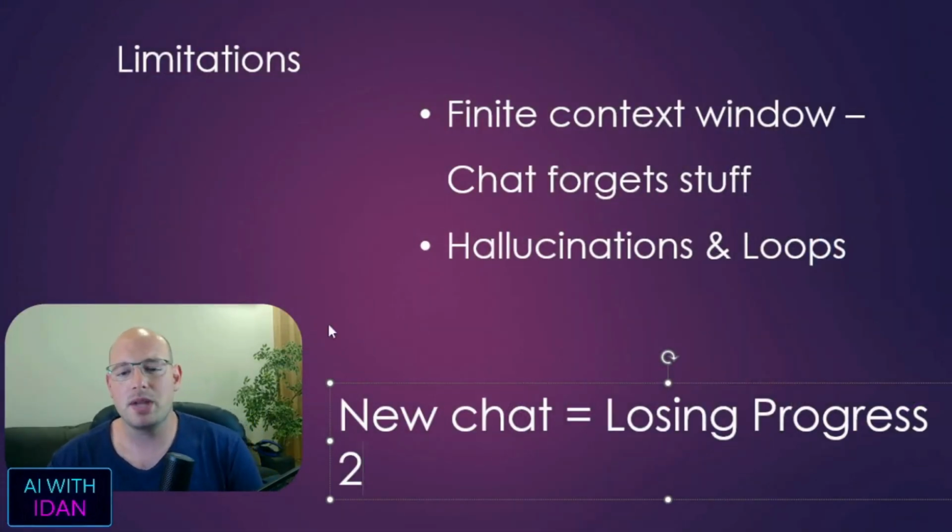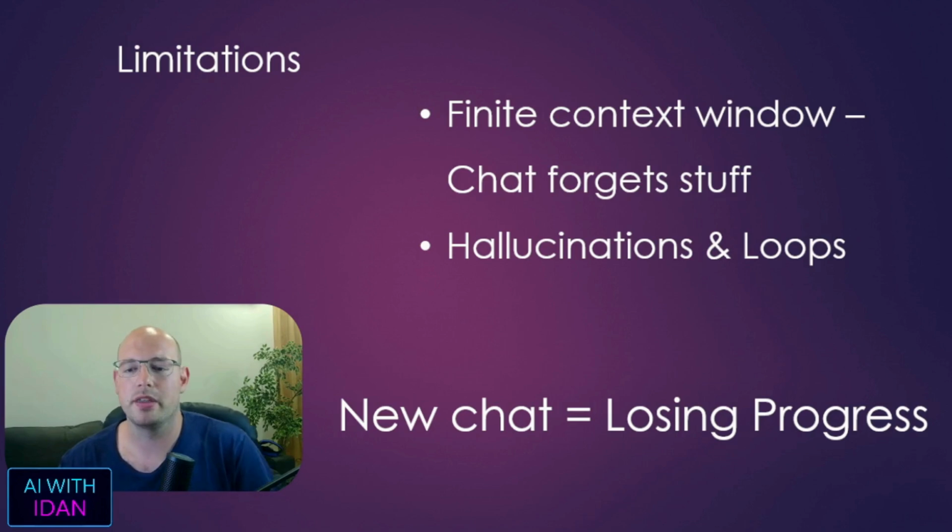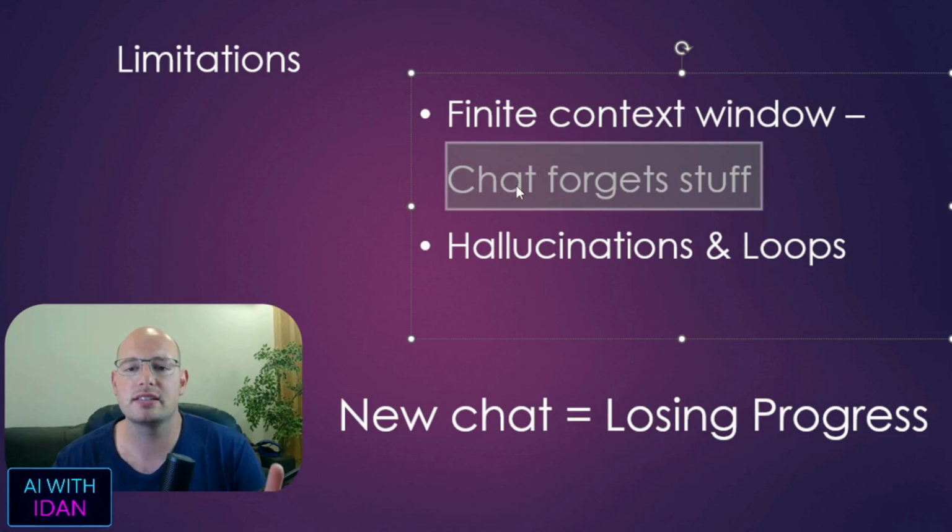So, what's the main problem when we start a big project with ChatGPT? The first one is the finite context window, which means that the chat forgets stuff.